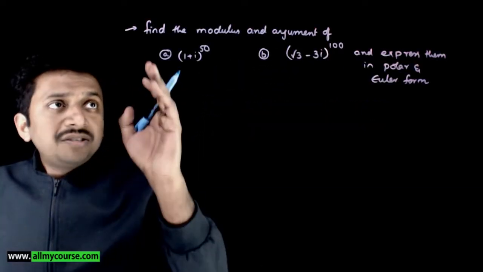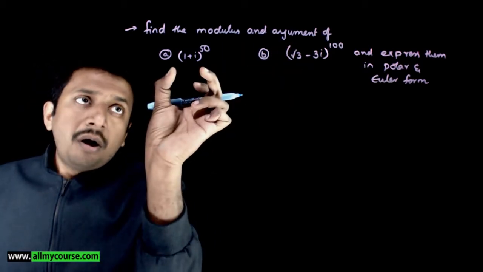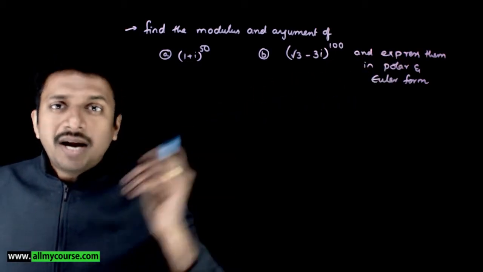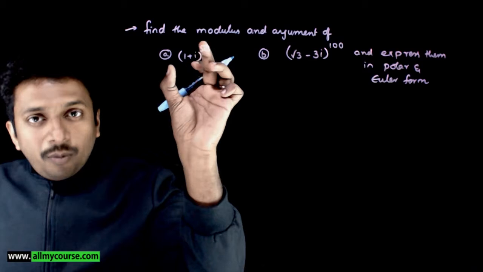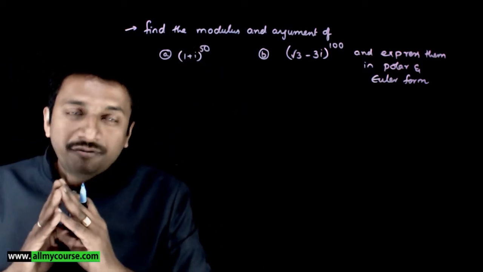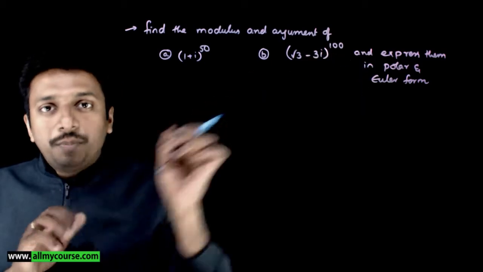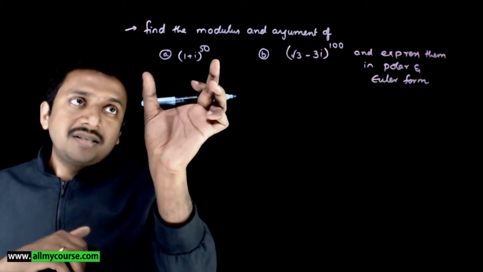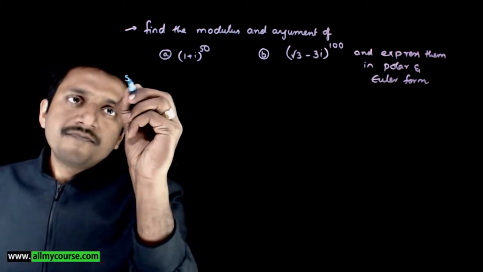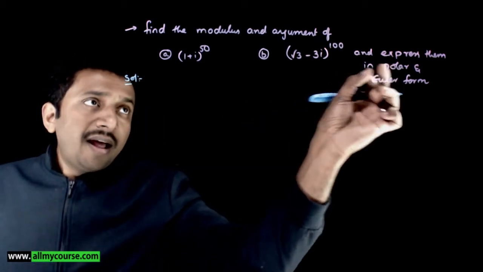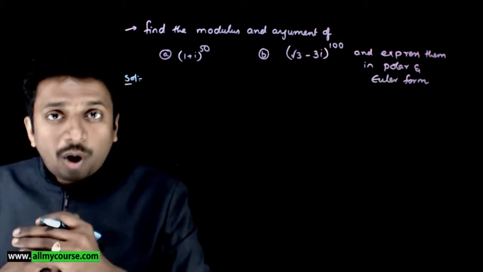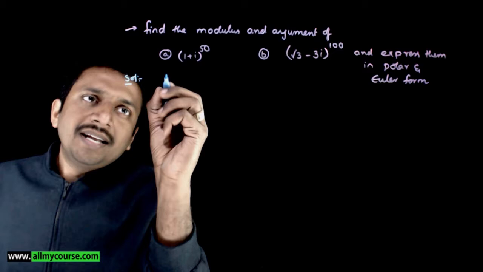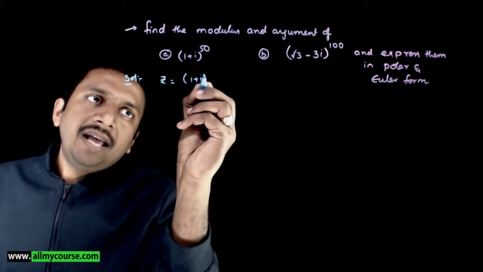So in this question, you're asked to find the modulus and arguments of these two complex numbers, and you're also asked to express them in polar and Euler form. So (1 plus i) whole power 50 has to be expressed in polar and Euler form. (Root 3 minus 3i) whole power 100 should also be expressed in Euler and polar forms. So now let us start with our first question. To find the modulus and argument, let us use the properties of modulus and the properties of arguments. So first, let us take z as (1 plus i) whole power 50.